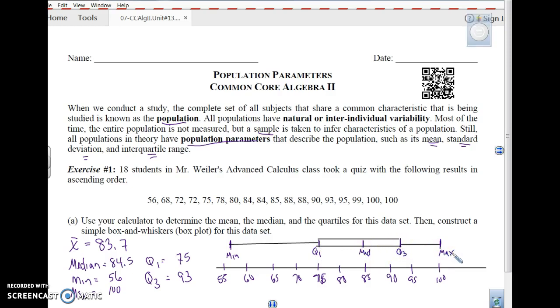All right, now if we're looking at our data right here, that means that our median is going to be right here. That divides into 2. That's the median, which was 84.5.